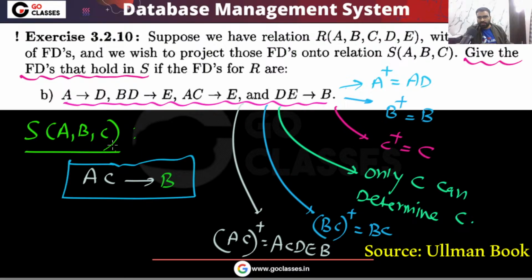Of course, all the trivial functional dependencies will also hold on the relation S. Remember, trivial functional dependencies will always hold in every relation, in every sub-relation. You never have to think about trivial functional dependencies. So you can see that only this is the interesting, non-trivial functional dependency that will hold in the sub-relation S. So this will be the answer.